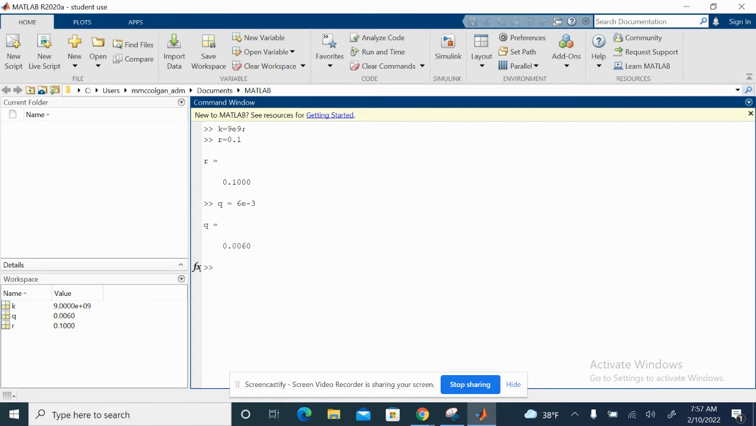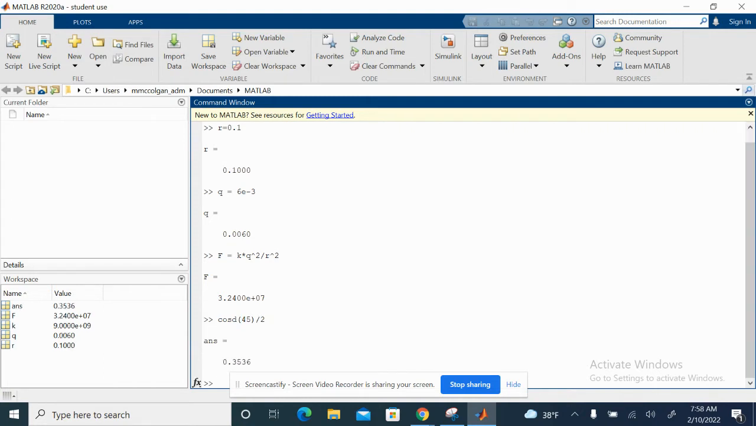Okay, so I can find the Q over R squared. So F equals K times Q squared divided by R squared. So I have that number, and now I also need to know cosine of 45 divided by 2. So that's 0.35, say 0.35.